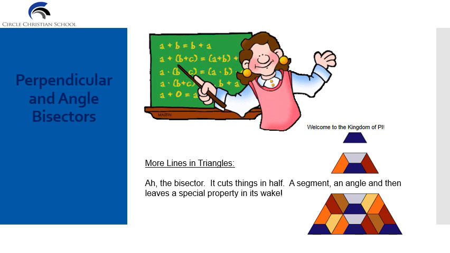Welcome to the world of perpendicular and angle bisectors. This is where we cut things in half. It might be a segment, it might be an angle, but whatever is getting cut in half leaves us with a very special point of congruency, a guy sitting inside the triangle, that when you draw lines to either the sides or the angles or they're perpendicular, they all have very special properties.